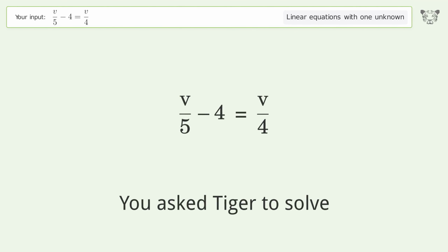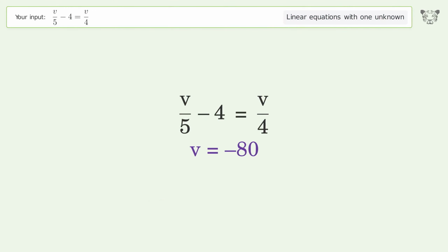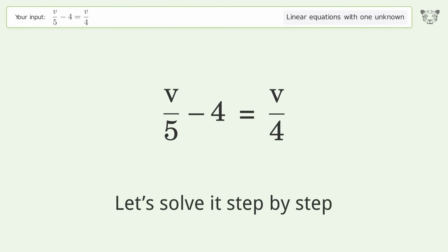You ask Tiger to solve. This deals with linear equations with one unknown. The final result is v equals -80. Let's solve it step by step.